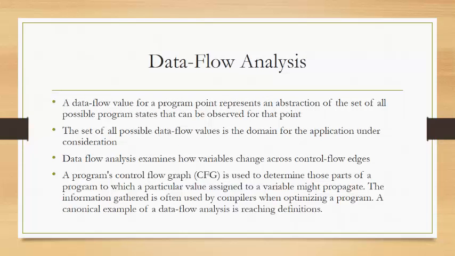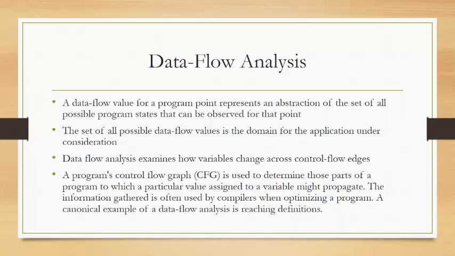A data flow value for a program point represents an abstraction of the set of all possible program states that can be observed to that point. The set of all possible data flow values within the domain to the application under consideration can also be termed as an analysis of the data flow in a given program. Data flow analysis also examines how variables change across control flow edges.